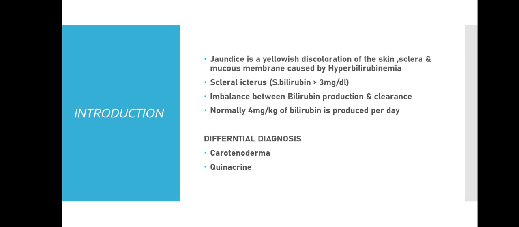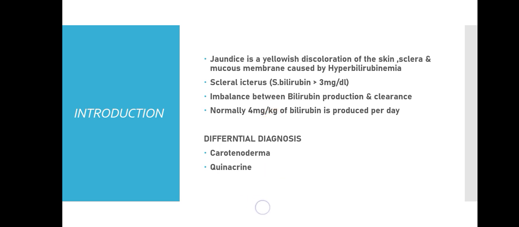of skin, sclera, and mucous membrane caused by hyperbilirubinemia. Scleral icterus can be appreciated when the serum bilirubin is more than 3 mg per deciliter. Imbalance between the bilirubin production and clearance is the reason for jaundice. Normally, 4 mg per kg of bilirubin is produced per day.